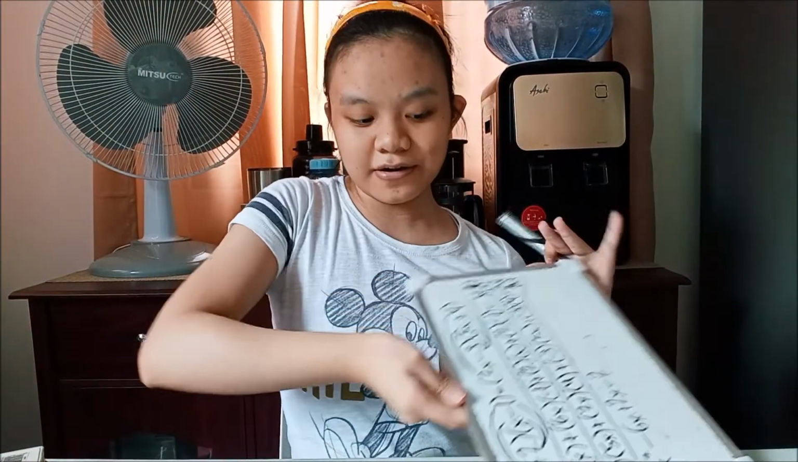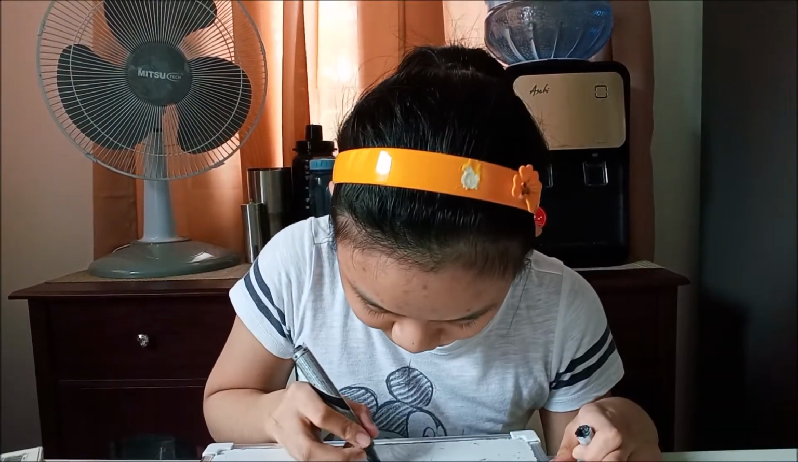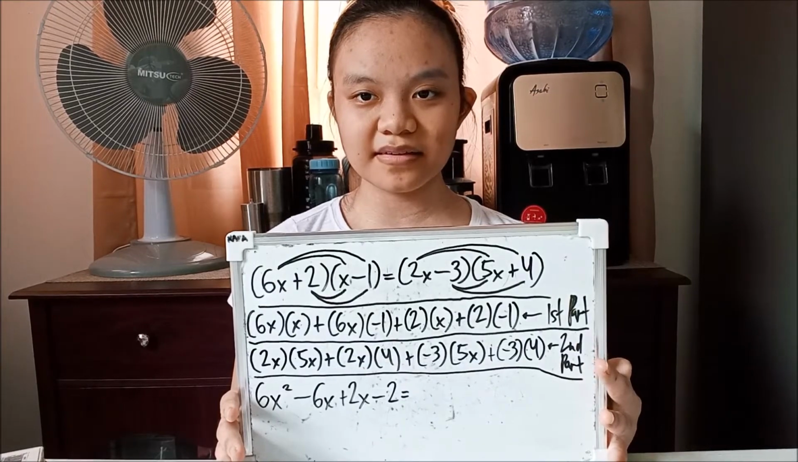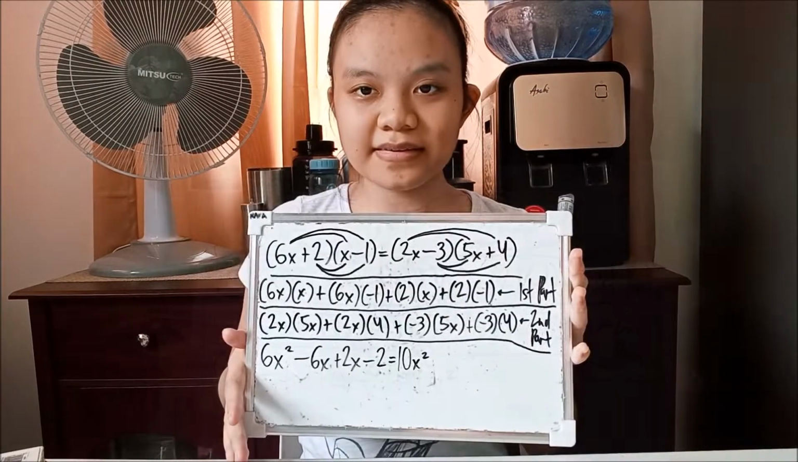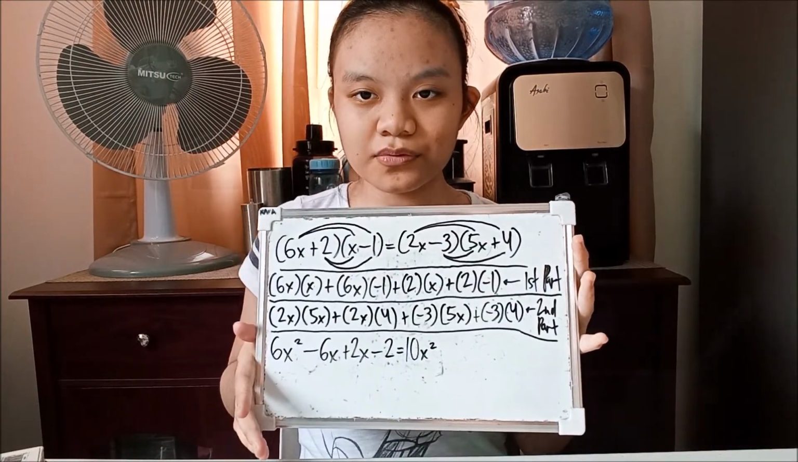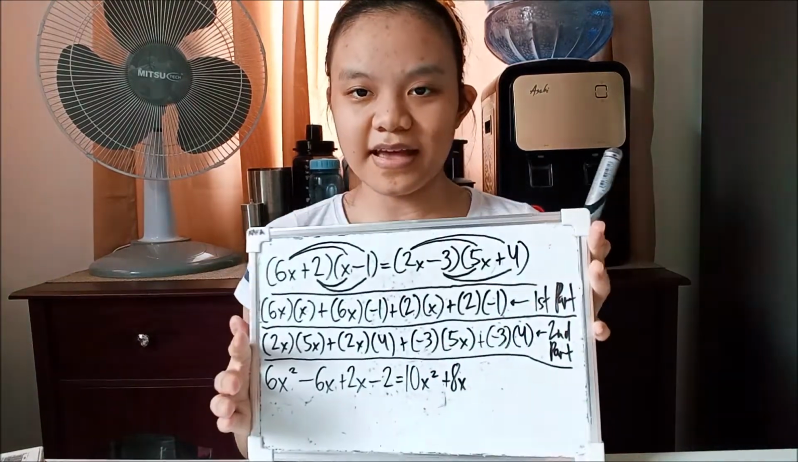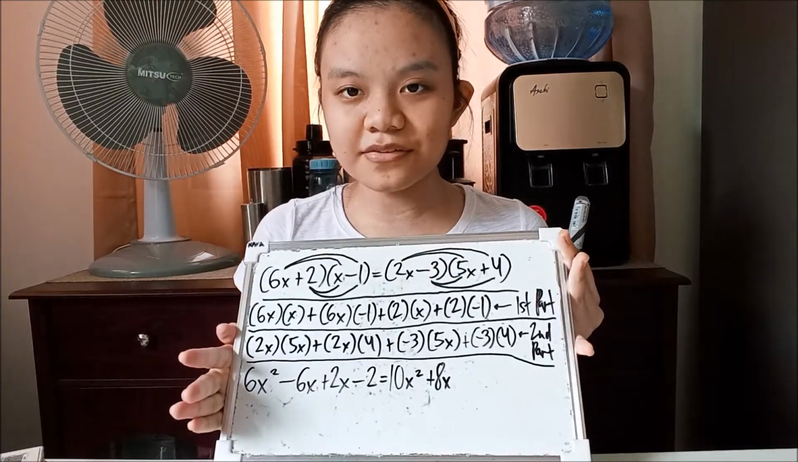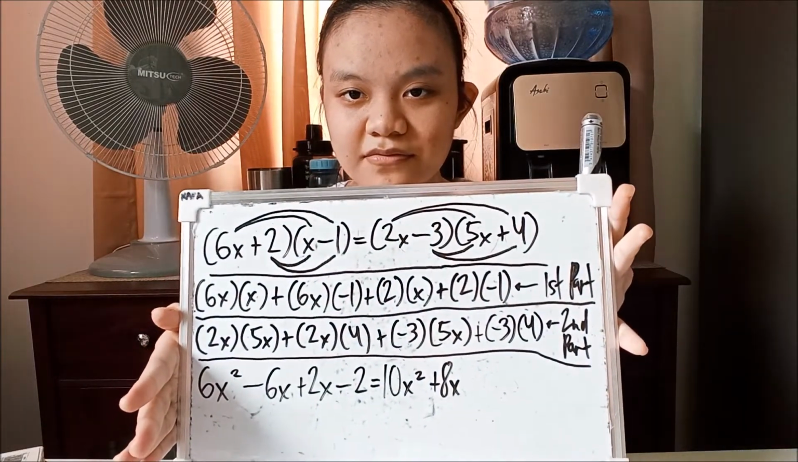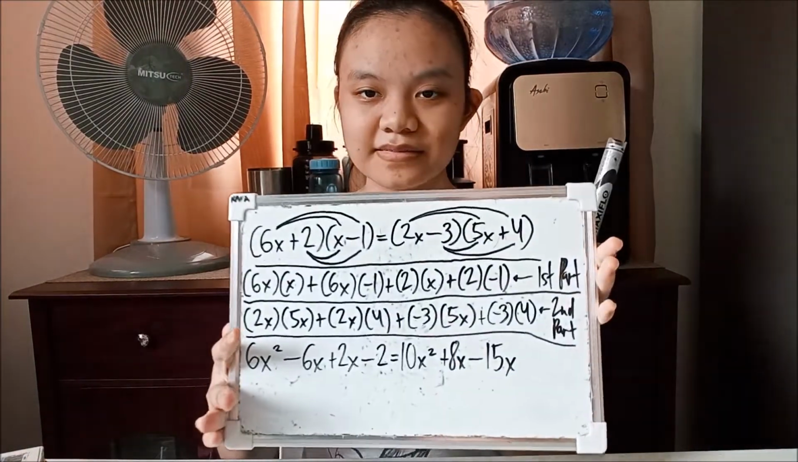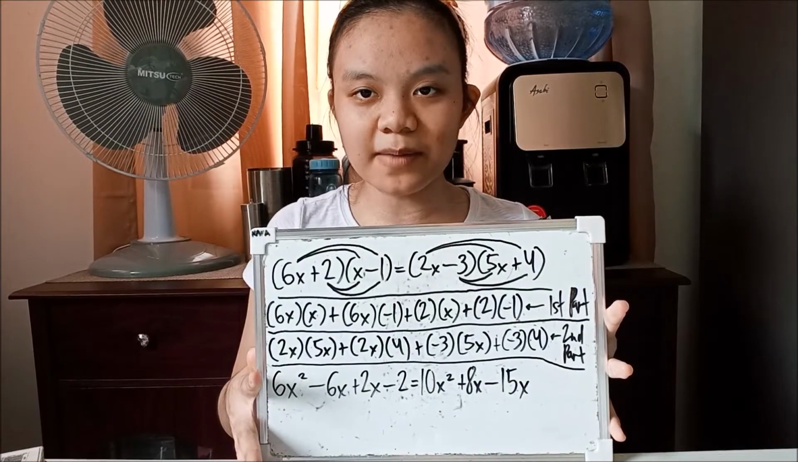I'm putting the equal sign here. Then I'll solve the second part. So 2x times 5x is equal to 10x squared. Now 2x times 4 is equal to positive 8x. Now negative 3 times 5x is equal to negative 15x. And negative 3 times 4 is equal to negative 12.